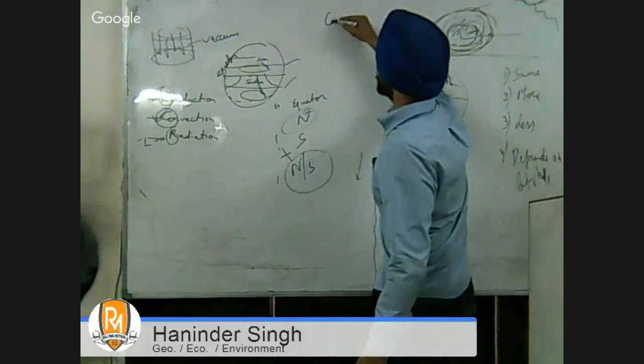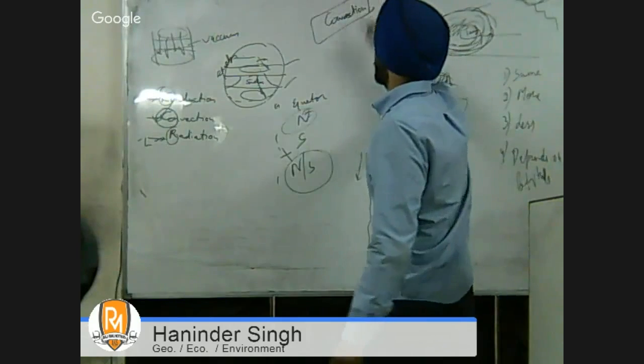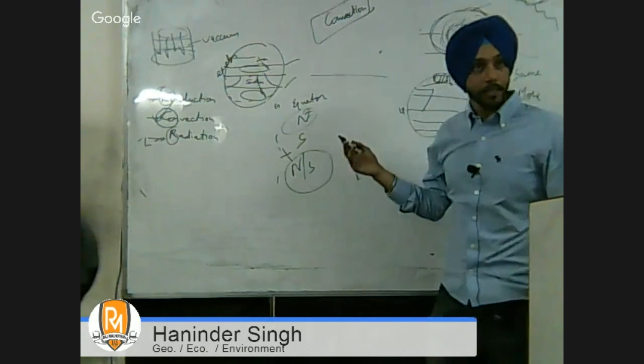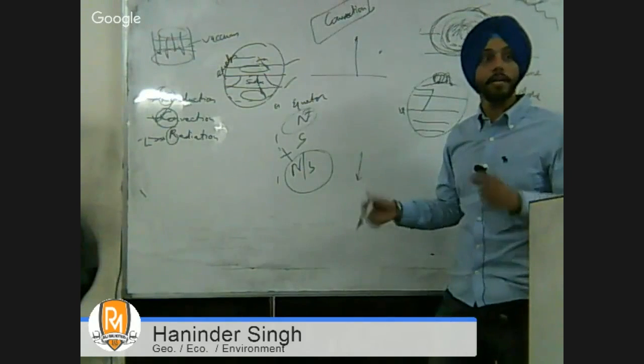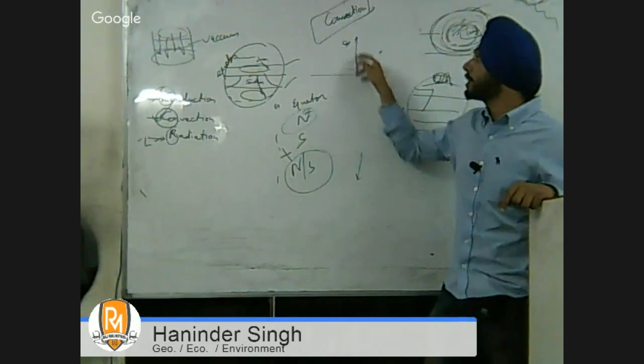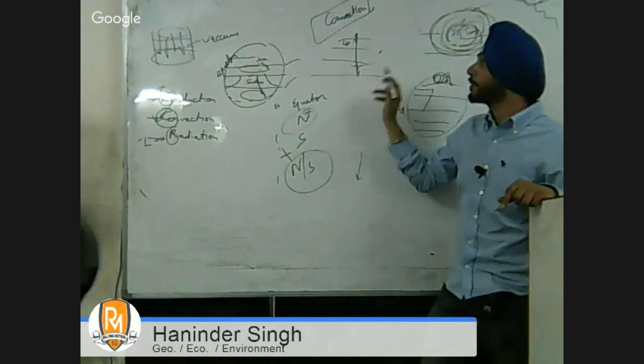Look, convection is there. Convection always happens when hot air, say containing water vapors, rises above. There is no contact whatsoever.